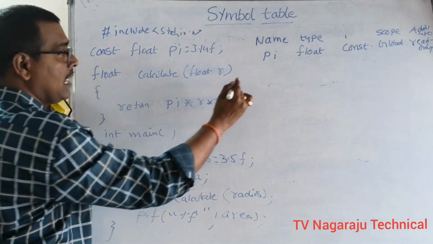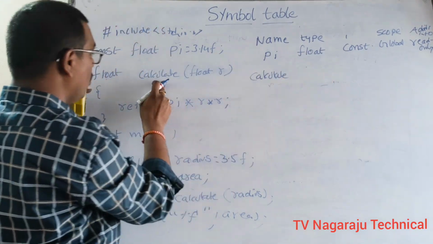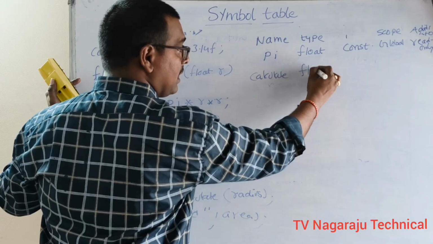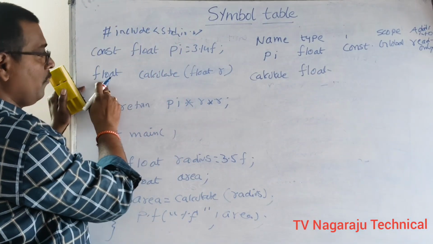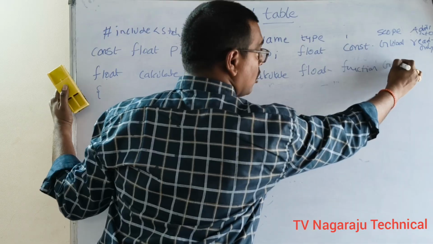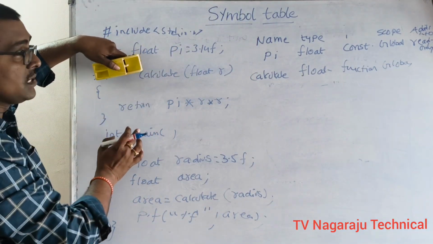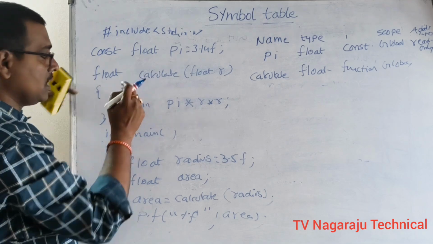For example, calculate. What is the type? The return type is float. So it is a function. The scope is global, so anyone can access it. Additional information: it is a function.